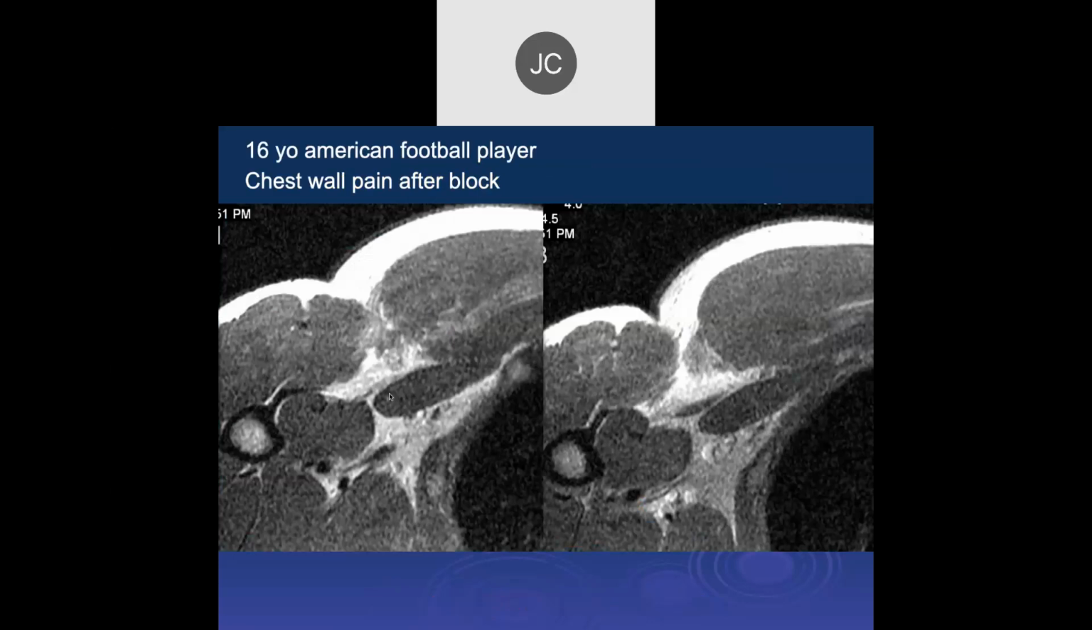All right, 16-year-old American football player, chest wall pain after block. So I think the tendon and tendon's junction of the pec major is intact, so we have like a muscular... You think the myotendinous junction is intact? Right, there's a little bit of muscle right before the tendon comes out, right? Here.